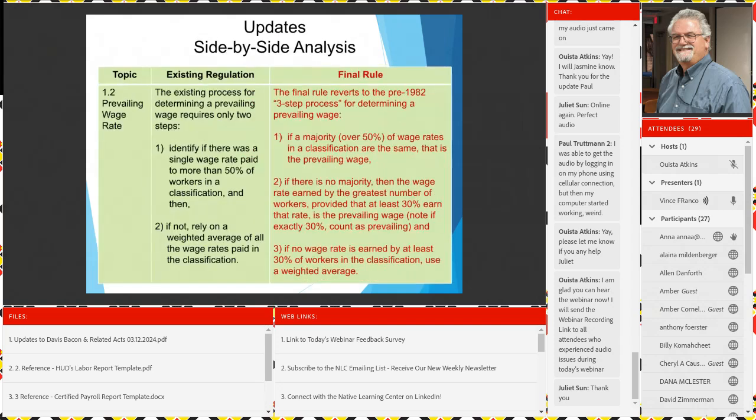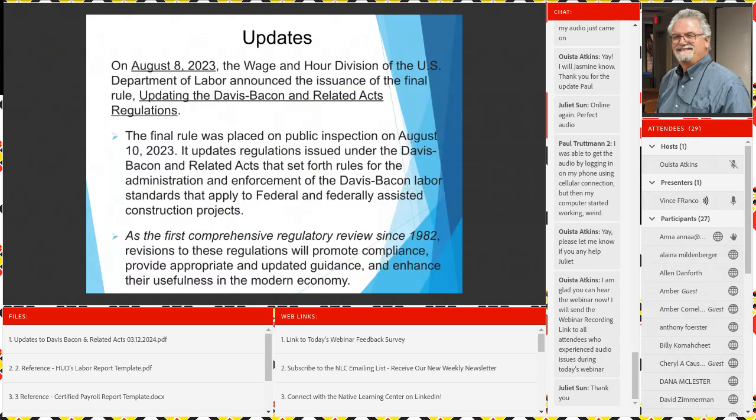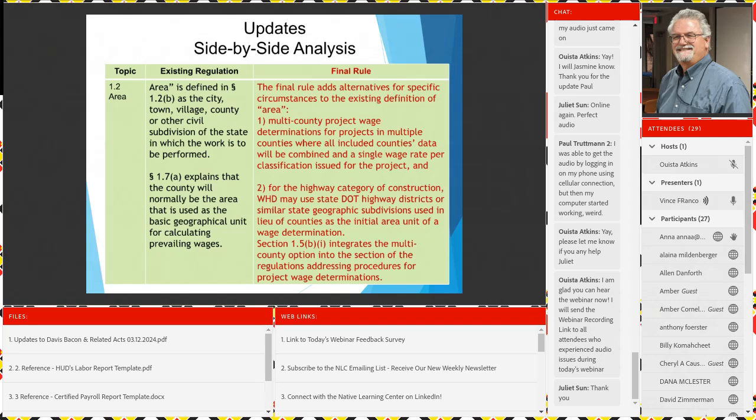All right, updates. First one, section. Did I jump a slide? Let me go back. Oh gosh. Trigger finger. Side-by-side analysis. In the black print on the middle and left side is where it was.